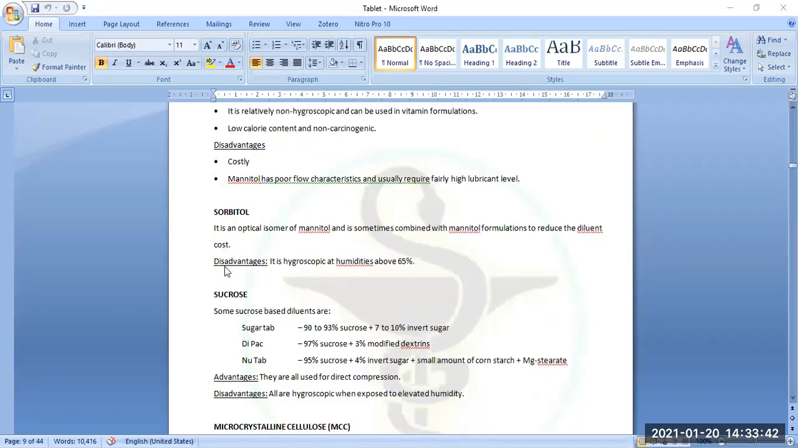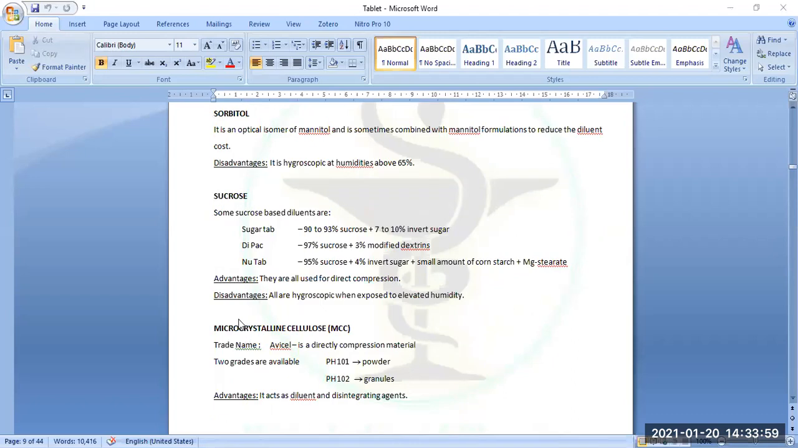Now the next one is sorbitol, sucrose. Sorbitol is the optical isomer of mannitol. Sometimes it is combined with mannitol to reduce the diluent cost. Its disadvantage is that it is hygroscopic in nature, at humidity above 65%.